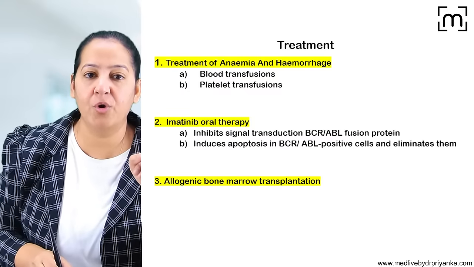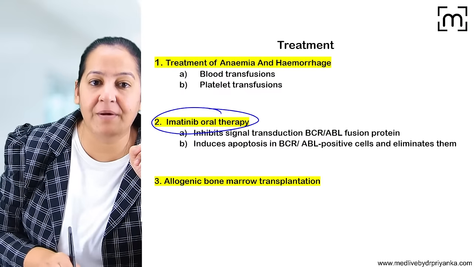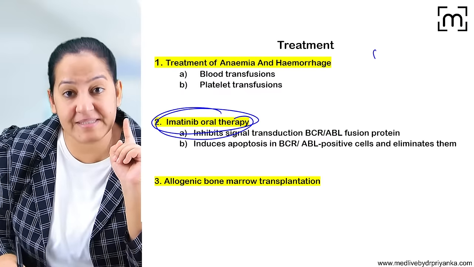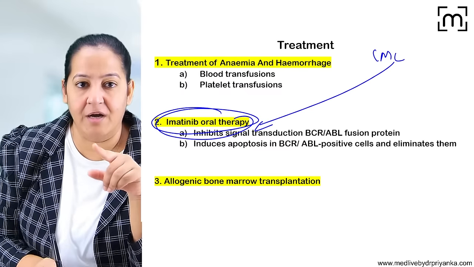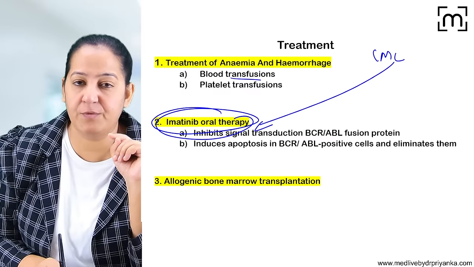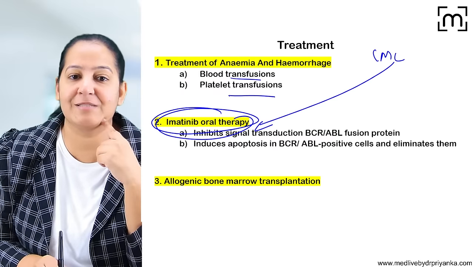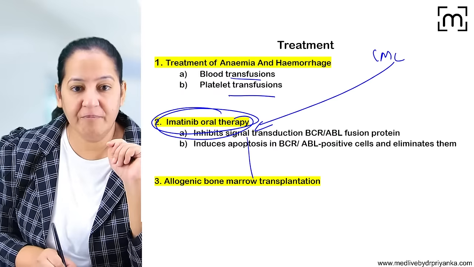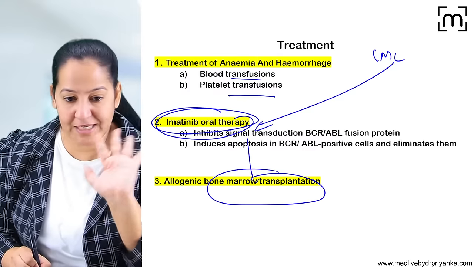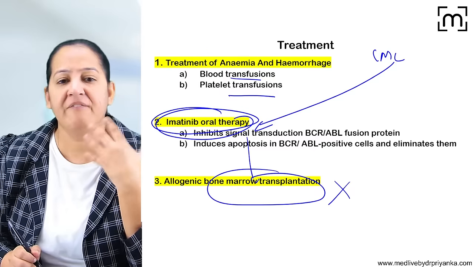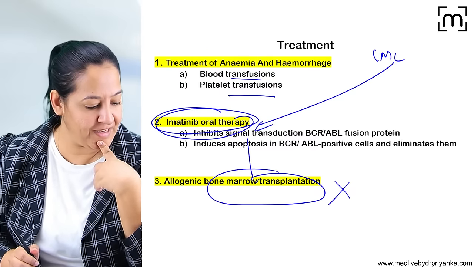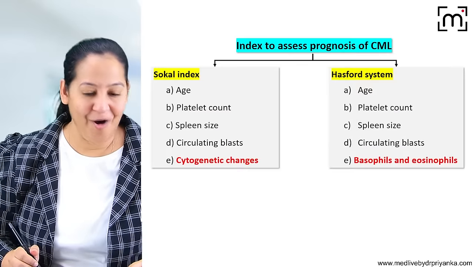Finally, the treatment. I told you the treatment is imatinib. The most important therapy for CML is imatinib. For anemia, you can give symptomatic treatment like blood transfusion. For thrombocytopenia, the symptomatic treatment is platelet transfusion. Before imatinib, we used to do bone marrow transplant, but nowadays we don't, because imatinib is available. We hardly or barely do it. How many of you got it?